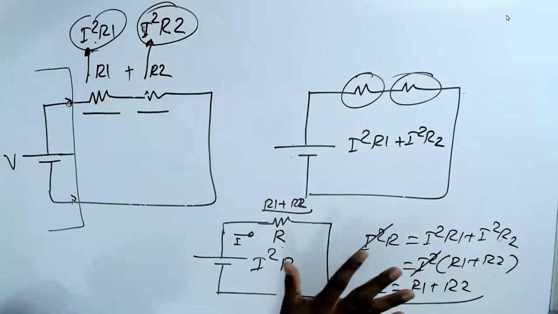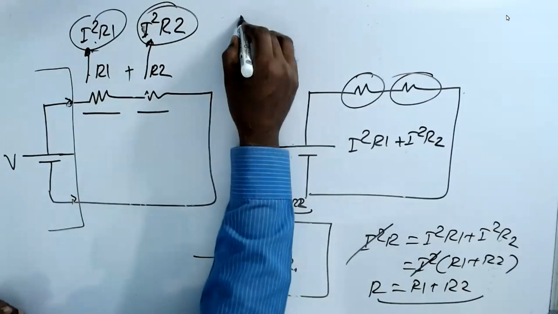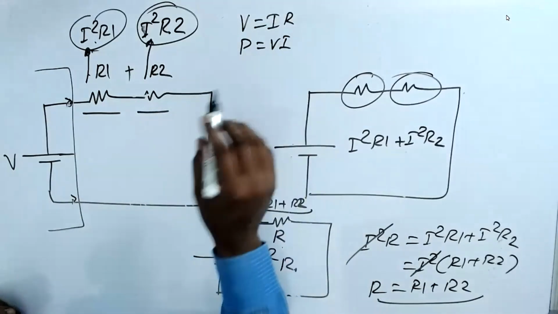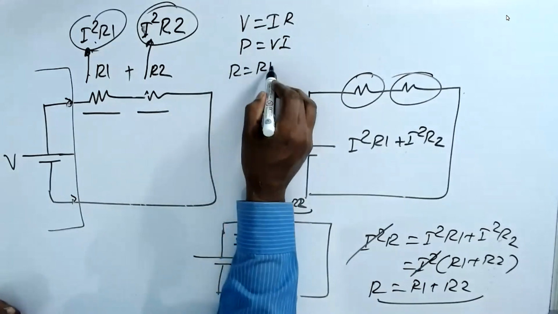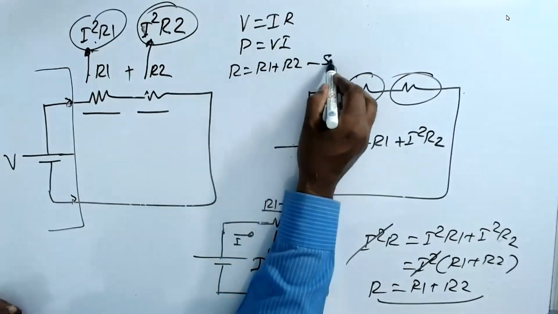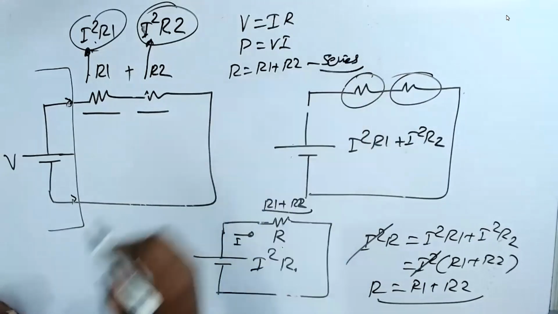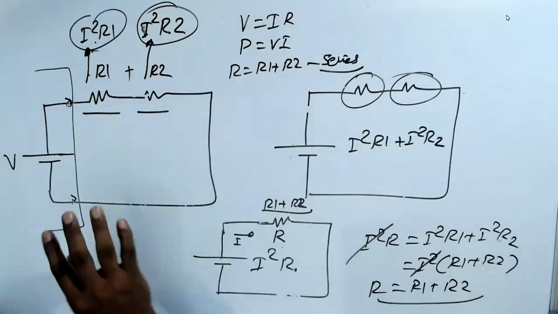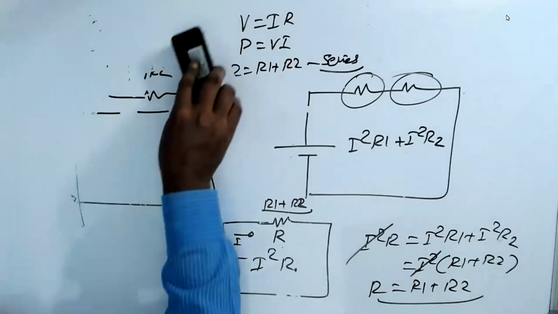Please understand, after V is equal to IR and P is equal to VI, we have to remember R is equal to R1 plus R2 in a series circuit. Please understand, these are all very, very important things you have to remember. Not too much, only very little.